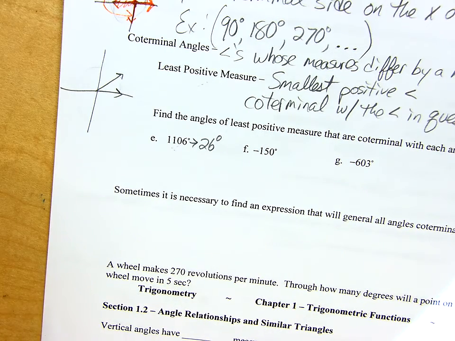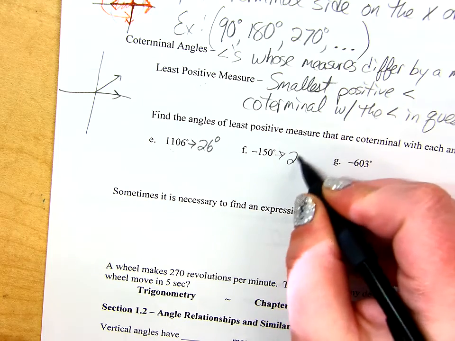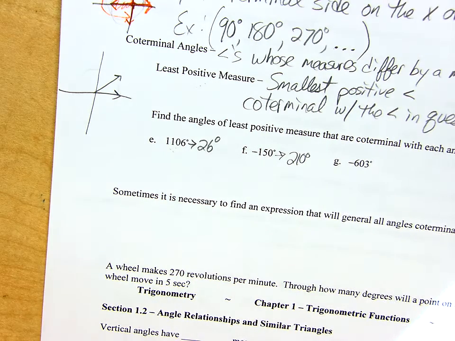Now look at F. F is already negative. What in the world do you think I do with this one? I'm just going to add 360 because I need to get back into the positives. So let's add 360 to that. You guys got 210? So 210 would be my least positive measure. That's the same thing as a negative 150-degree angle.